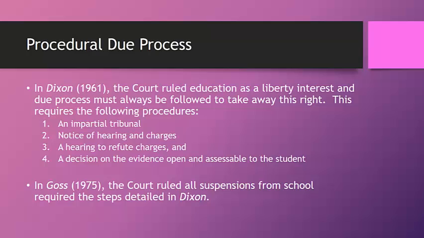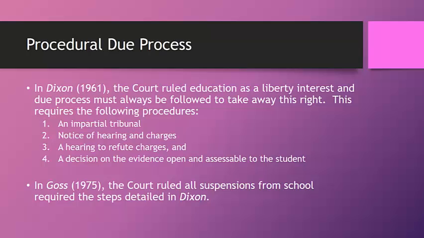So these are not things that have to take place over time. These can almost be instantaneous. So a hearing to refute charges, and then finally a decision on the evidence, open and accessible to the student. And typically what happens when students are suspended is there are letters. We used to send letters by certified mail home to parents stating explicitly the rule that was broken and why the student was suspended and for how long the student was suspended.